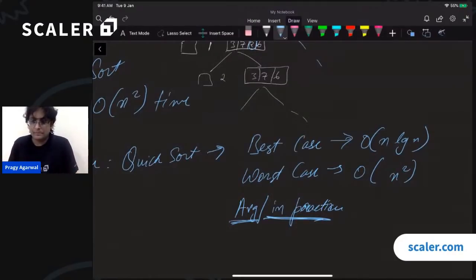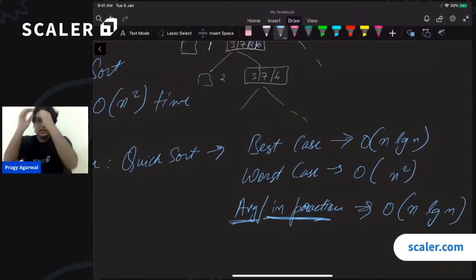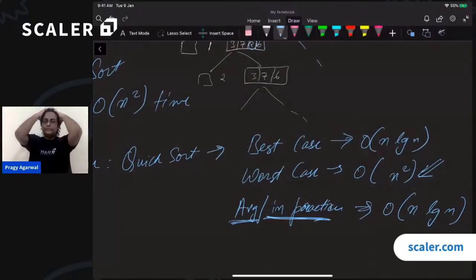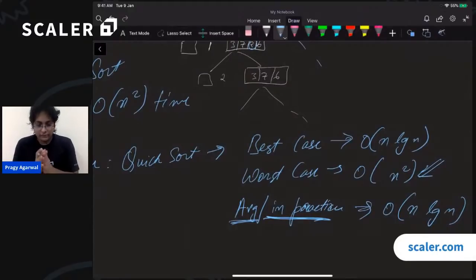What really happens in practice? In practice, this turns out to be order of n log n. Just remember that whenever you code quicksort algorithm, most of the time it will take n log n time. However, if you happen to be unlucky, if the input is in a particular arrangement, then your algorithm can also take n square time. Is that clear? Yes, everyone, we will figure out how to choose the best pivot in some time. Let us first discuss the complexity of it. Then we will see how to choose the best pivot. All right, is this part clear to everyone?